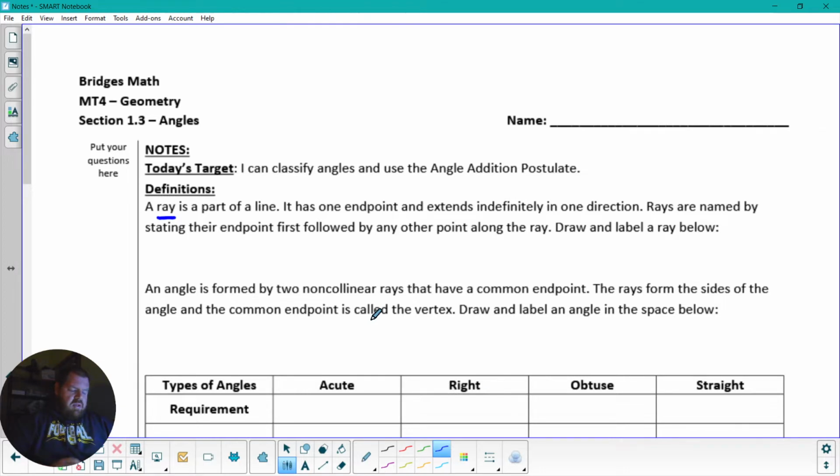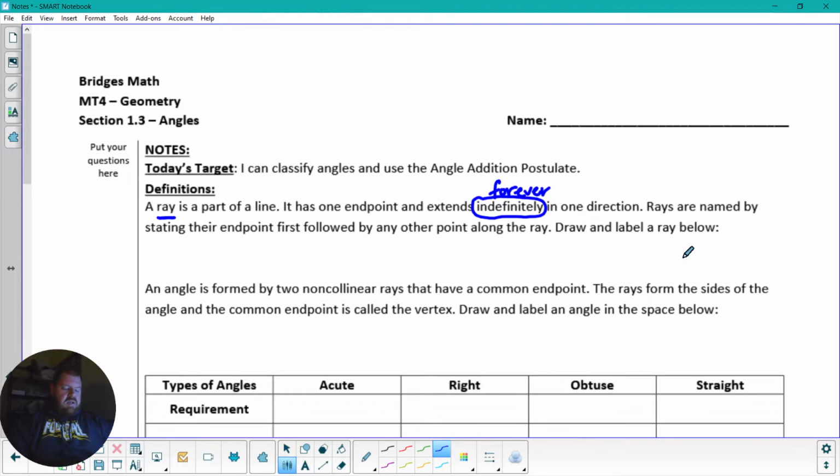It says here that it has one endpoint and extends indefinitely. Now, maybe we're unclear on what indefinitely means. Usually if I come across a word I don't know, I'm going to circle it and then go to my teacher and ask, what does that mean? Or maybe that reminds me I should look that word up and find some more common language that helps me make sense of it. We would find out that it means forever or non-ending. So this ray has one endpoint and then extends forever in one direction.